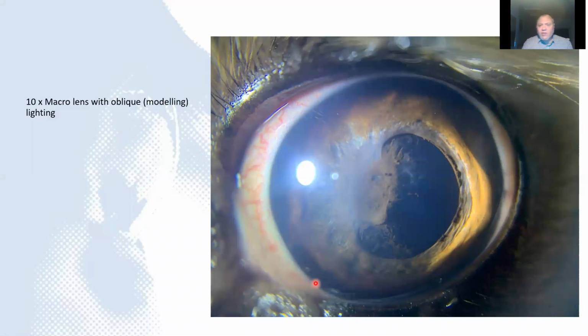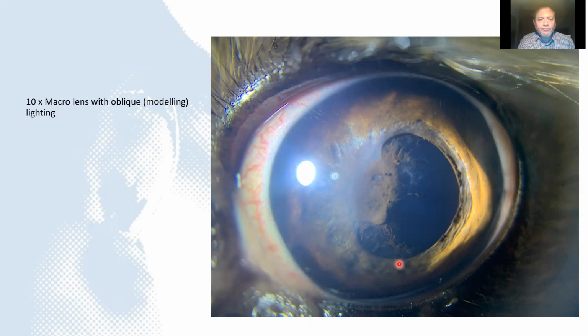So, excuse me, this is a dog, not a horse, but it's a good example of how we can use the camera in different ways to assess pathology. We're starting off, this dog has had an anterior uveitis. We've got dyscoria, the iris is stuck down on the lens surface, and there's bits of iris debris scattered across the anterior lens capsule. We've used a macro lens and oblique lighting and modelling lighting to highlight the pathology at the anterior part of the iris.